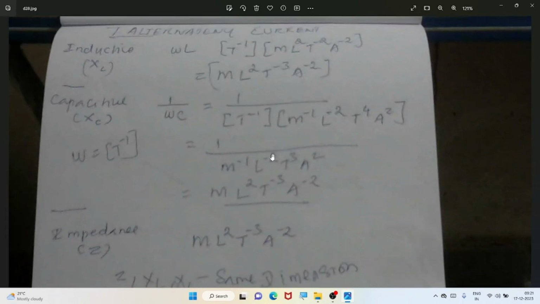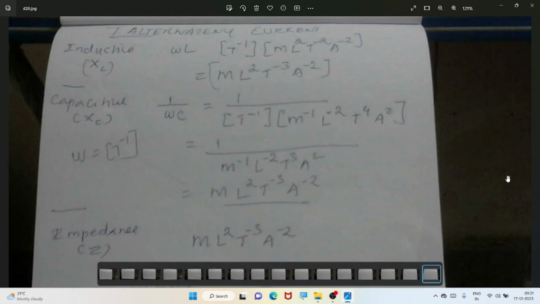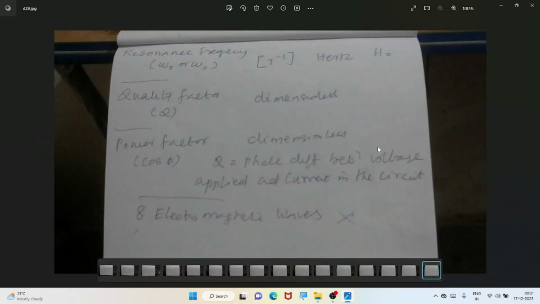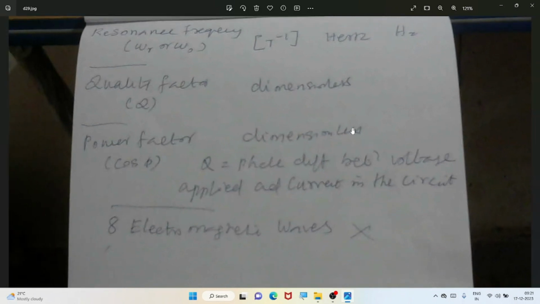Inductive reactance XL equal to omega L, omega is T power minus 1. Capacitive reactance 1 by omega C. See, inductance, capacitance and impedance all will have the same dimension. Resonance frequency, frequency is 1 by period, 1 by T, so that is T power minus 1. Quality factor, dimensionless. Power factor, dimensionless.